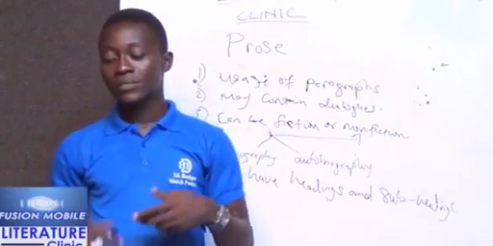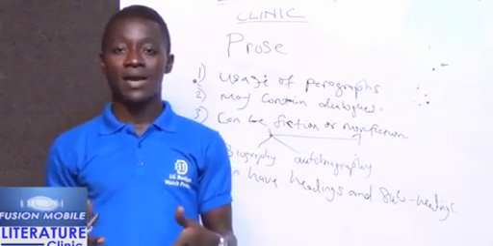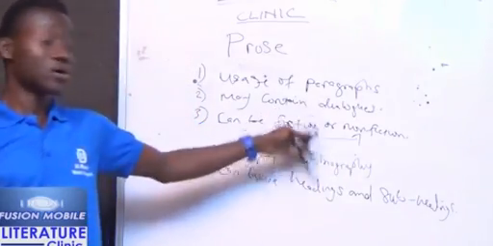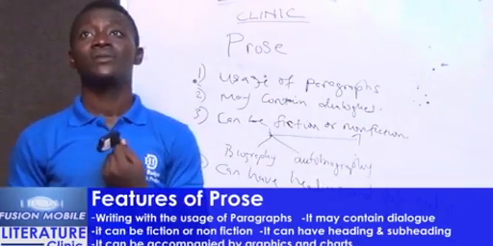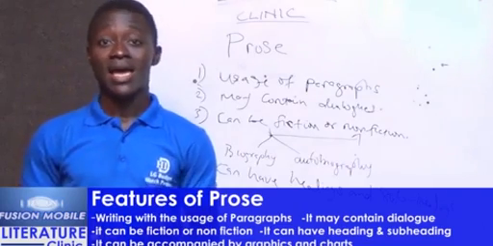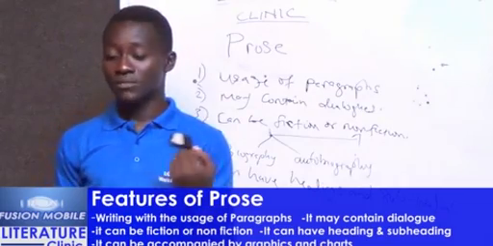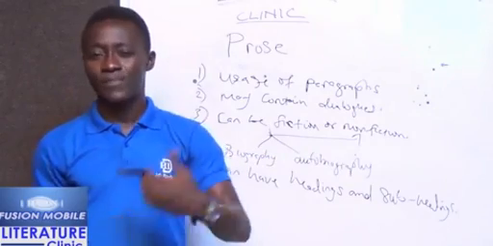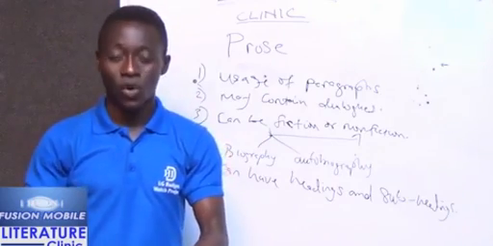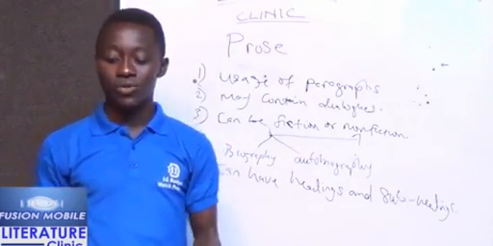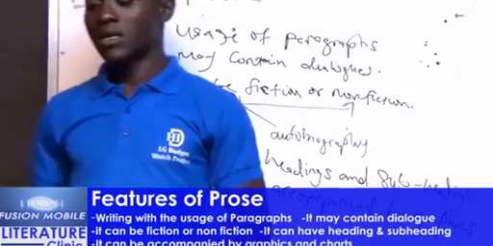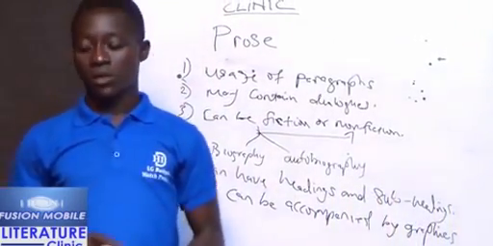Now, number 5. Prose can also be accompanied by graphics and charts, even pictures. For instance, biography and autobiography. Most of the time, books like Half of a Yellow Sun by Chimamanda Adichie have pictures inside of them. If you read other books that fall under the category of biography and autobiography, you will see that they have pictures to complement the words, the text, most of the time. So it can be accompanied by graphics.